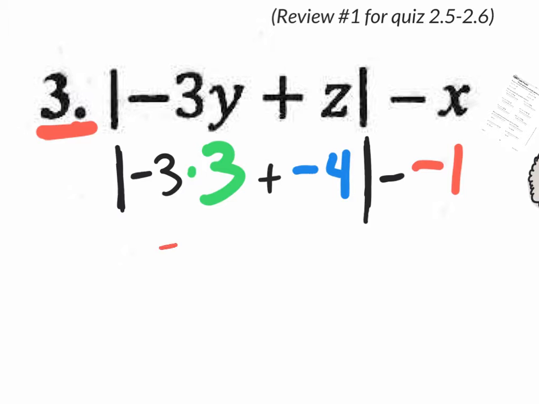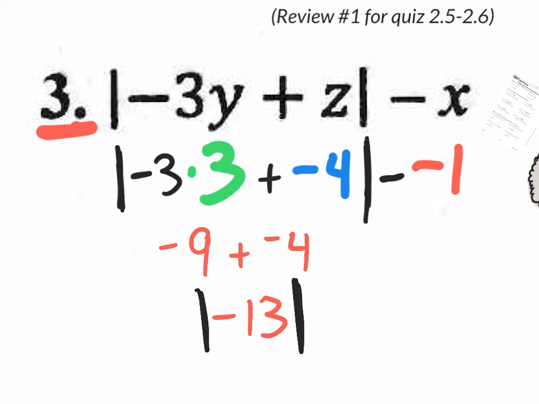Negative 9. So we have negative 9. And let's bring down the plus and the negative 4. And that's still inside the absolute value. What's negative 9 plus negative 4? Negative 13. Thank you. So we have negative 13, and that is, again, inside the absolute value. Now, on the outside, we still have a minus minus 1. That becomes a plus 1. So on the outside, we have a plus 1.